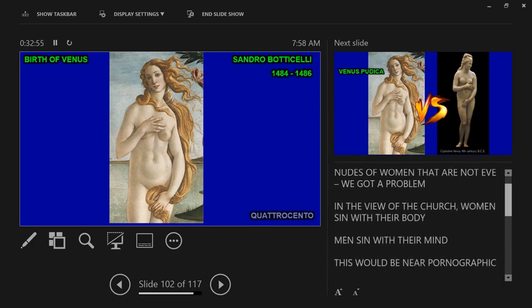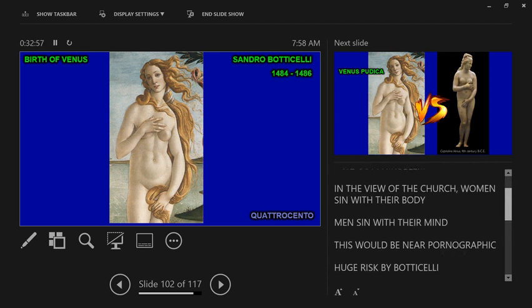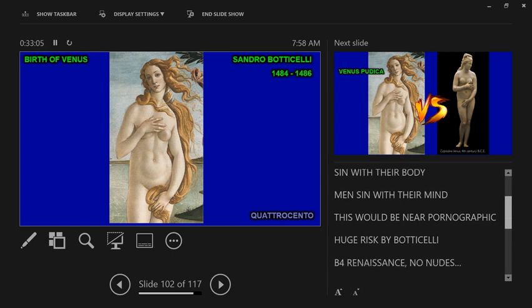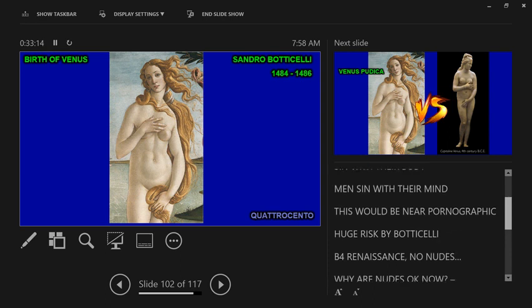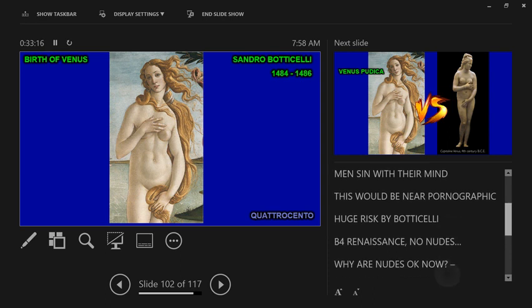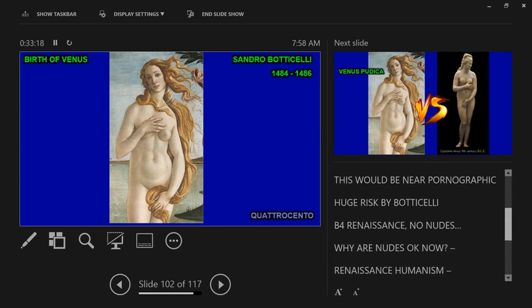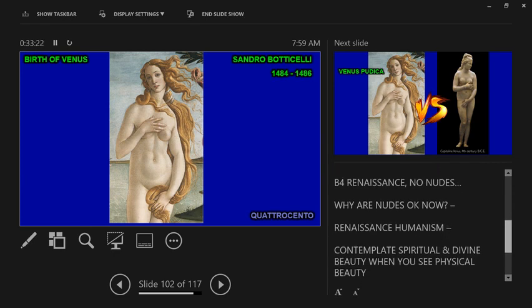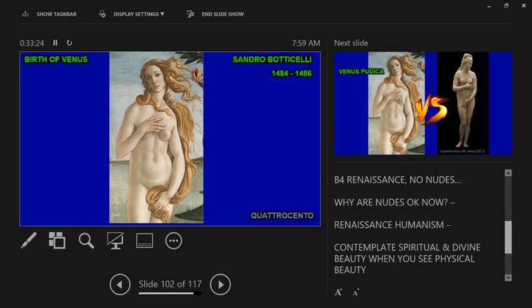Because at the time the Catholic Church had the view that women sin with their bodies while men sin with their mind. And so, remember, this is 500 years ago. They had much different ideas about things than we do now. So this painting is near pornographic at that time, and this was a huge risk by Botticelli.